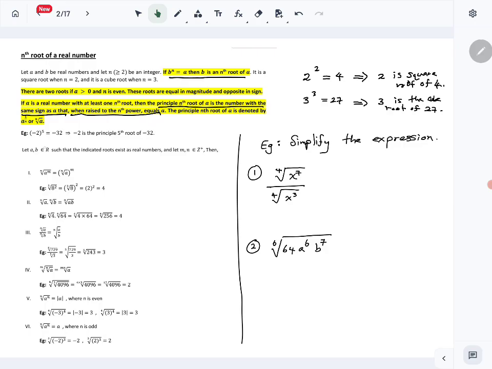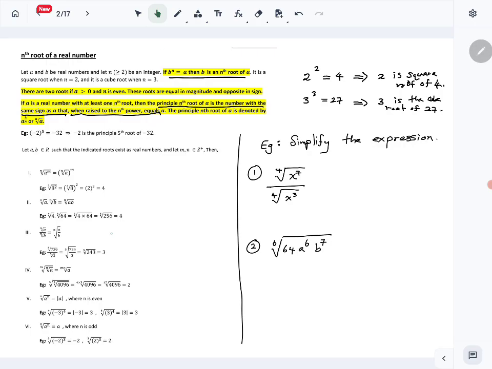Right. So now let's look at an example. Minus 2 to the 5 is equal to minus 32. Then minus 2 is the principal fifth root of what? Minus 32. They have the same sign. Right.